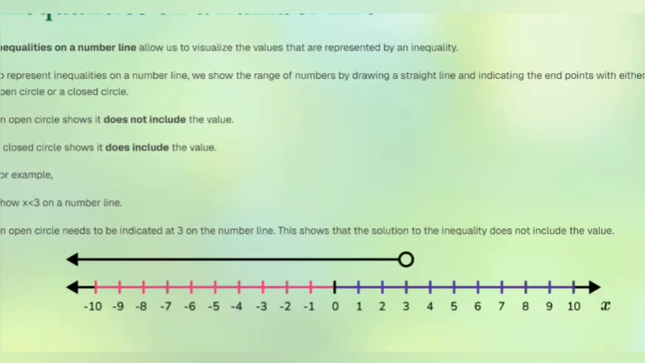So of course, we have an example on number lines, just reiterating everything I said in the previous slide. An open circle shows that it doesn't include the value. A closed circle shows that it includes the value. So for example, show x less than 3 on a number line. An open circle needs to be indicated at 3 on the number line, showing that the inequality doesn't include 3. So in this example, we have x less than 3, and our arrowhead is pointing in the direction of the numbers that are less than 3, right?